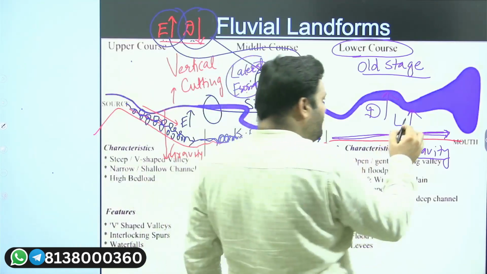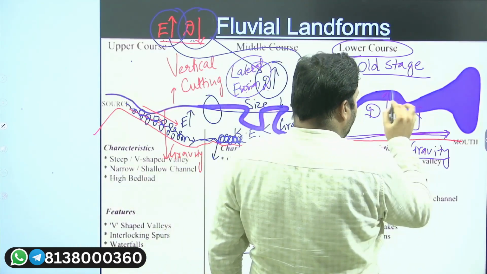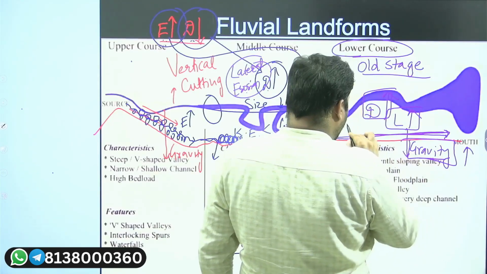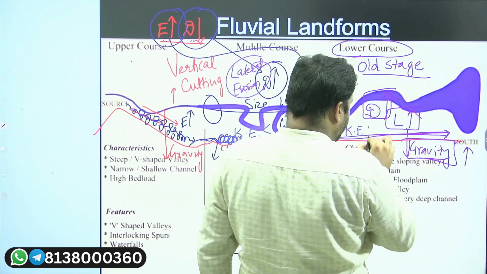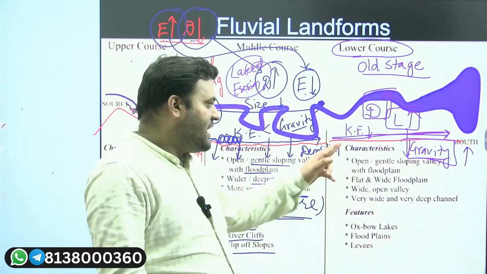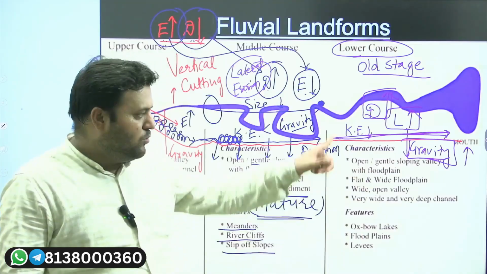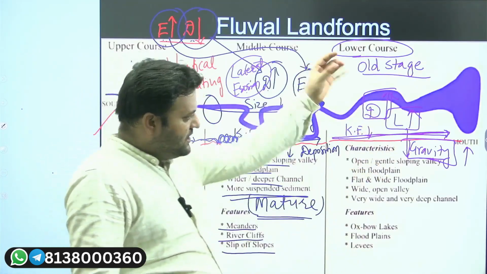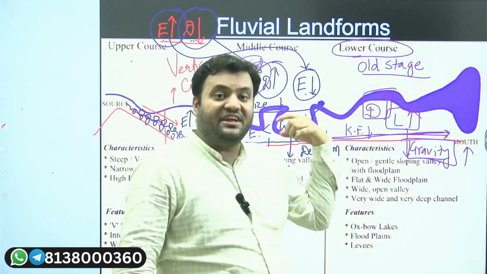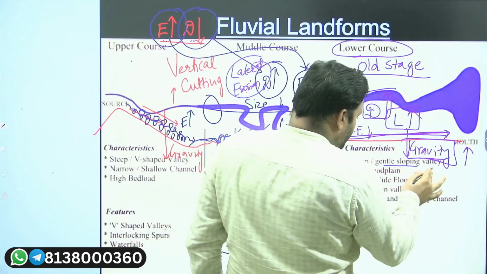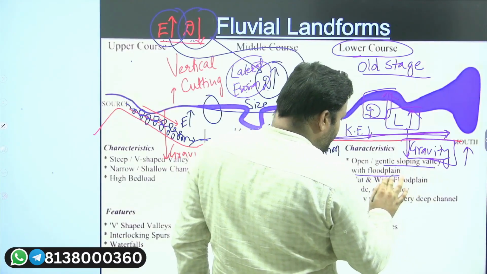But what is the more feature? The lateral erosion will be more here, deposition will be more here, because the gravity influence is greater, because the kinetic energy of water is less, because the slope is gentle. As a result, the kinetic energy will be less in water itself. So when the deposition is more, lateral erosion is more, what will happen? Gentle sloping valleys with floodplains will be formed.